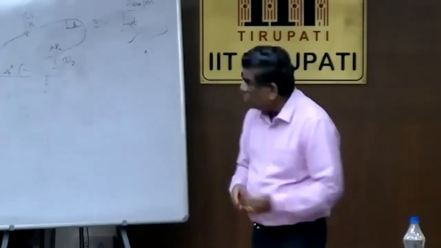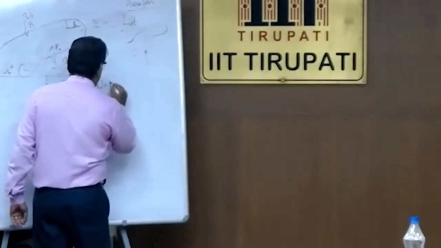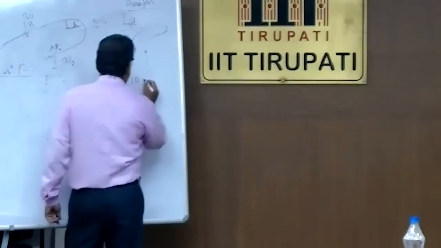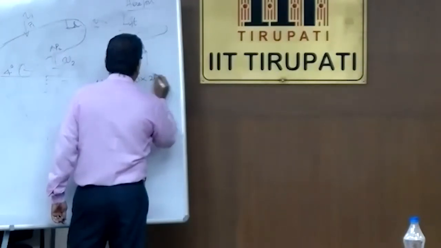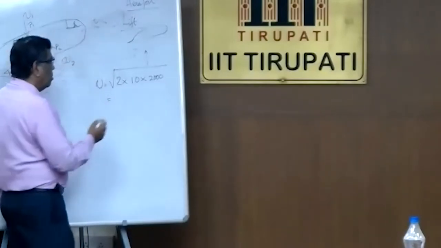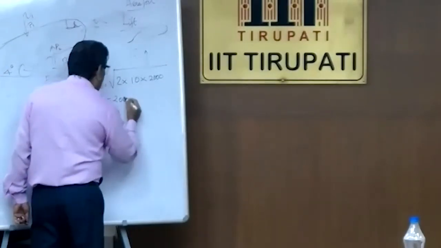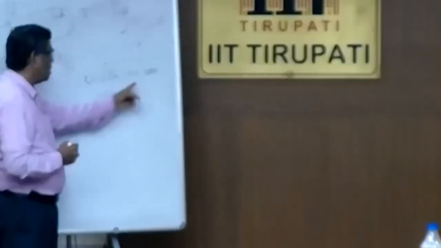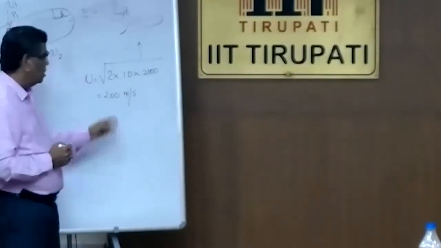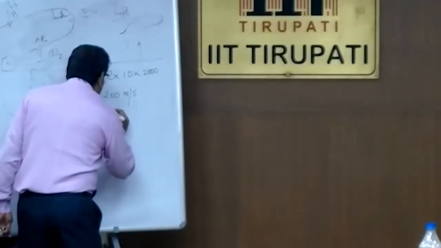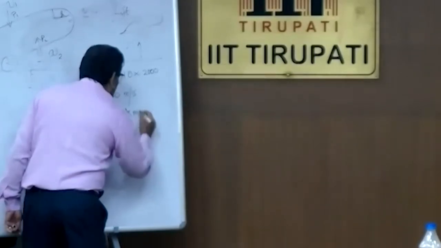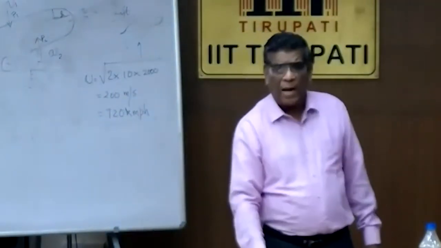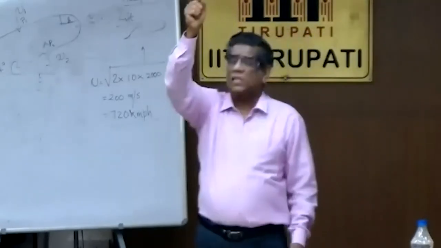What is that velocity? V is equal to root of 2 into g, let me take 9.8 approximately as 10, 2 into 10 into h, 2000 meters, 2 kilometers. 2 into 10 into 2000 is 40,000, and the square root of that is nothing but 200 meters per second. If I convert this into kilometers per hour, what is the velocity of the raindrop? 720 kilometers per hour. That is the velocity with which a raindrop will come and hit the ground.